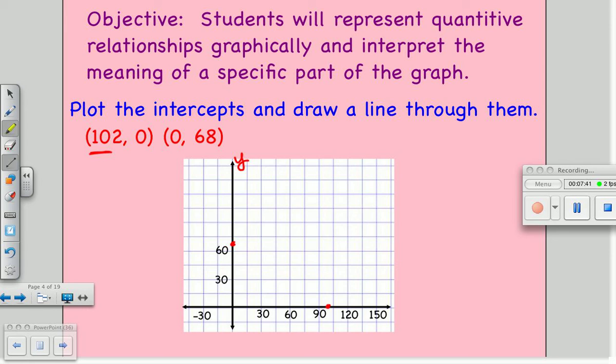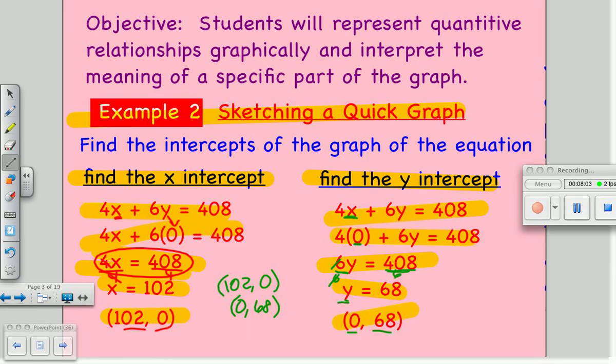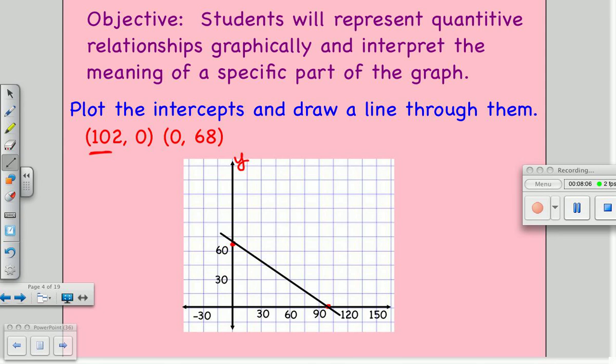And then the line we're going to draw goes from one dot to the other. So this is the line for the equation we had on the previous page. Sorry, give me a second. 4x plus 6y equals 408. So that equation can be graphed on this line in this way.